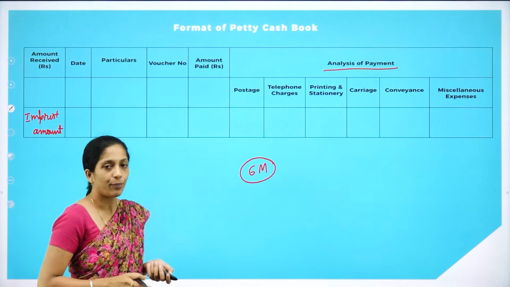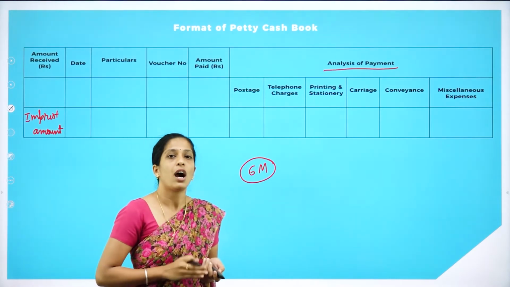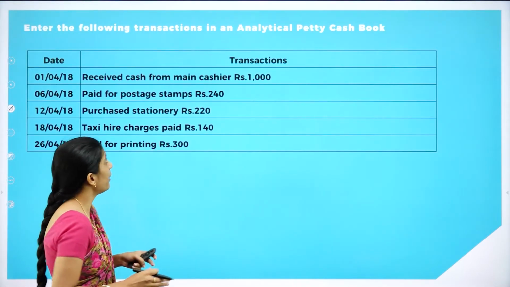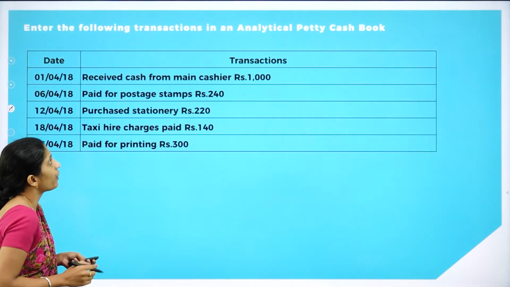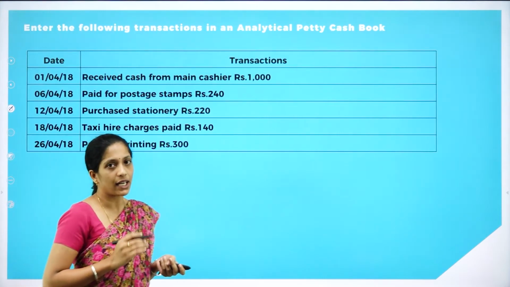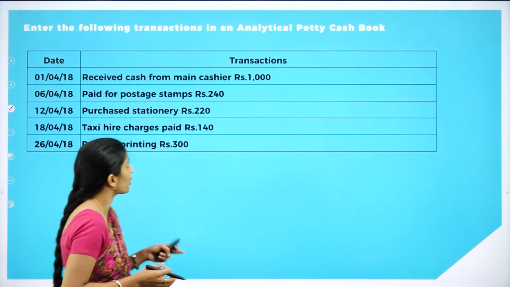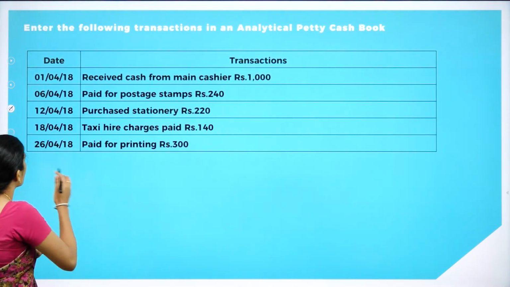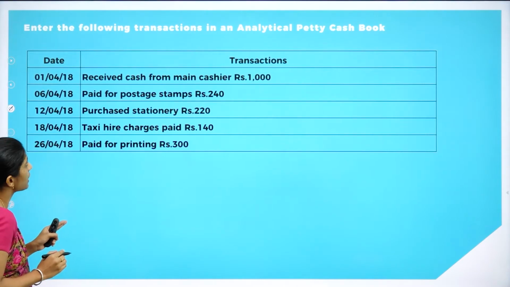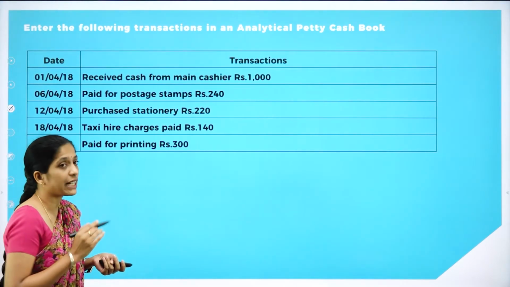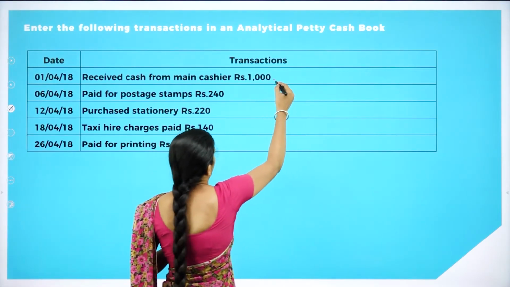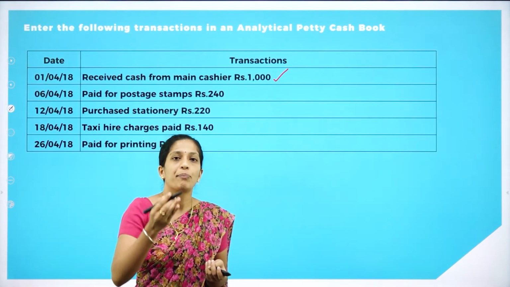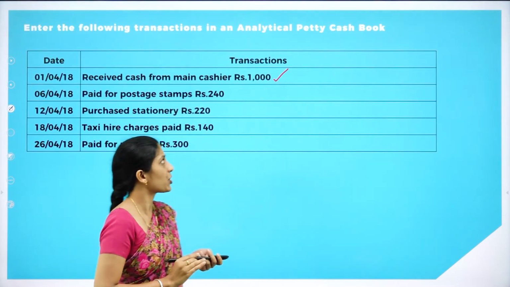Now we shall go through a problem so that you will clearly understand how to prepare petty cash book. Yes, this is a 6 marks problem. Let's go through the problem. Enter the following transactions in analytical petty cash book. It's nothing but petty cash book. Now what they have given is dates and certain transactions. So under the date column we have 1/4/2018 received cash from main cashier, that is rupees 1000. Now what is this? This is imprest amount which is received from the main cashier by the petty cashier.